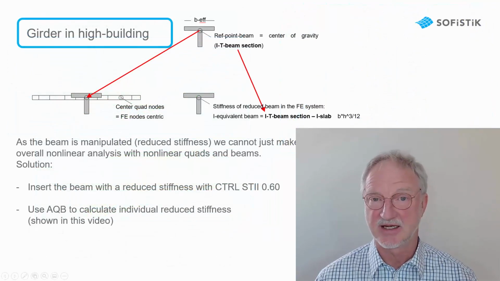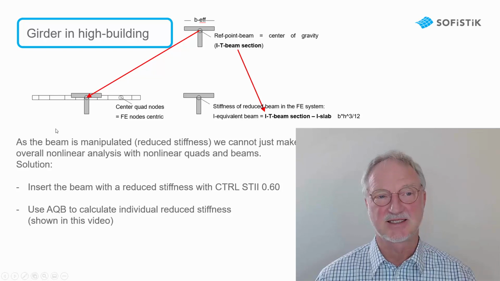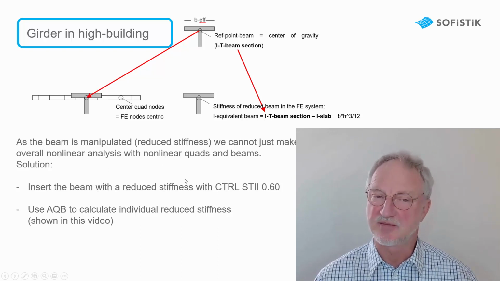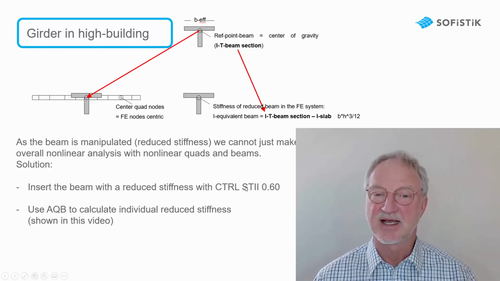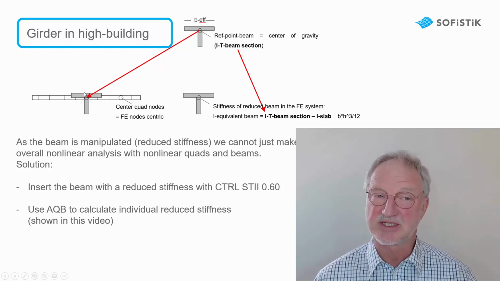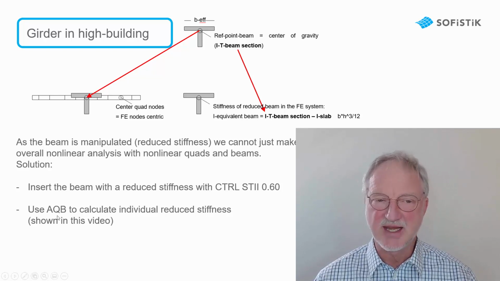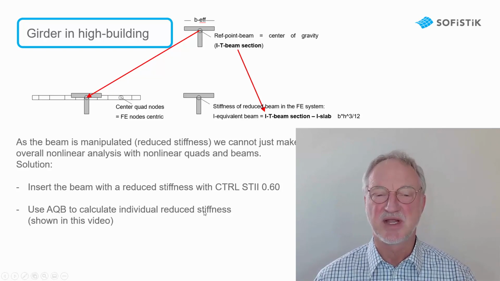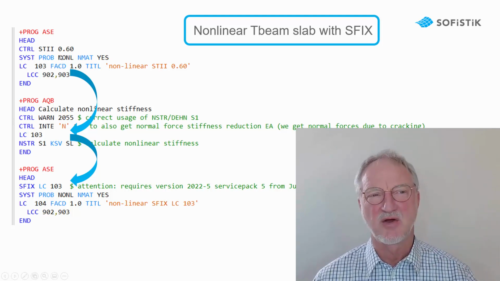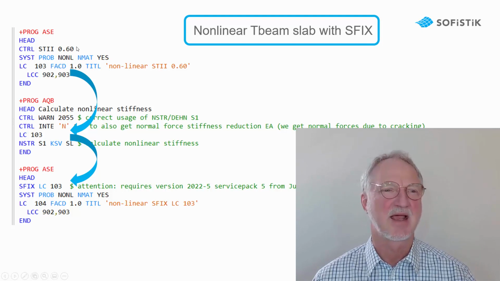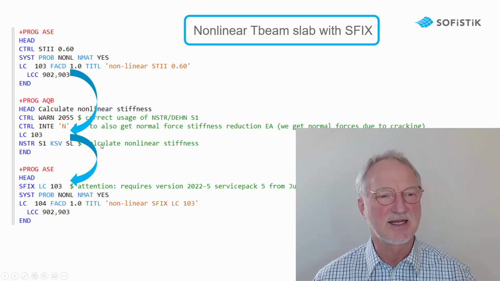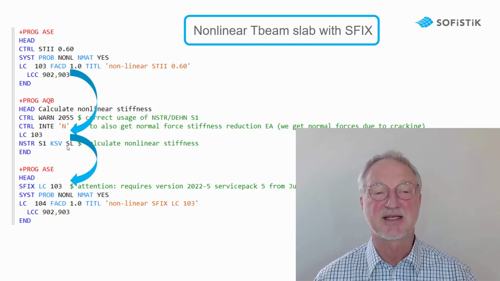But now we want to study if it is also possible to get similar results with this T-beam philosophy. The first possibility is to reduce the stiffness of the beams with a control parameter in ASE, STEE 0.6. That means all inserted beams get only 60% stiffness. Or we could use AQB to calculate individual reduced beam stiffness. We start first ASE with the T-beam philosophy in a nonlinear way, first using 60% stiffness. Then we can take this load case into AQB and calculate the nonlinear stiffness with SLS serviceability work laws.